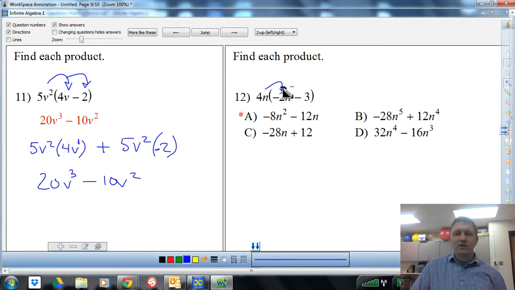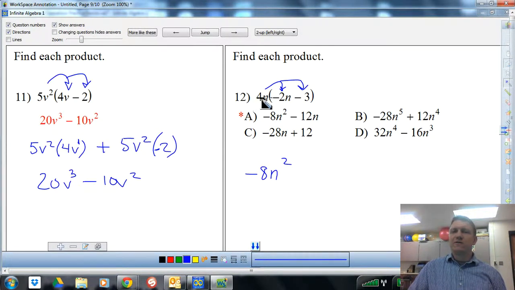Okay, same thing over here. We almost don't need to do this one also, because you're just doing the same thing. You're multiplying. So I'm just going to rewrite negative 2 times 4 is negative 8. And then we're going to do n times n. N times n is n squared.